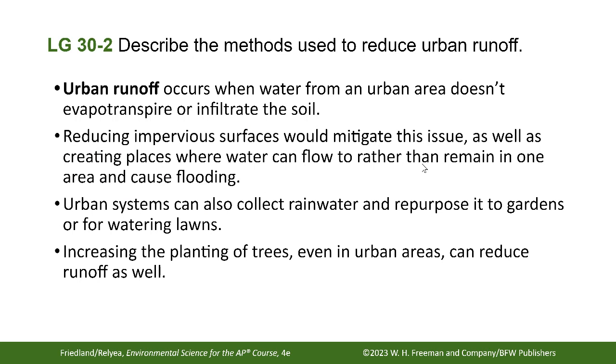All right, now we're finally on our second one. So it says urban runoff occurs when water in urban areas doesn't evapotranspirate or infiltrate the soil. Okay, and there's a few reasons why. So reducing impervious surfaces would mitigate this issue, as well as creating places where water can flow rather than remaining in one area causing flooding. Urban systems can collect rainwater and repurpose it for gardens and watering lawns. Increasing the planting of trees, even in urban areas, can reduce runoff as well.